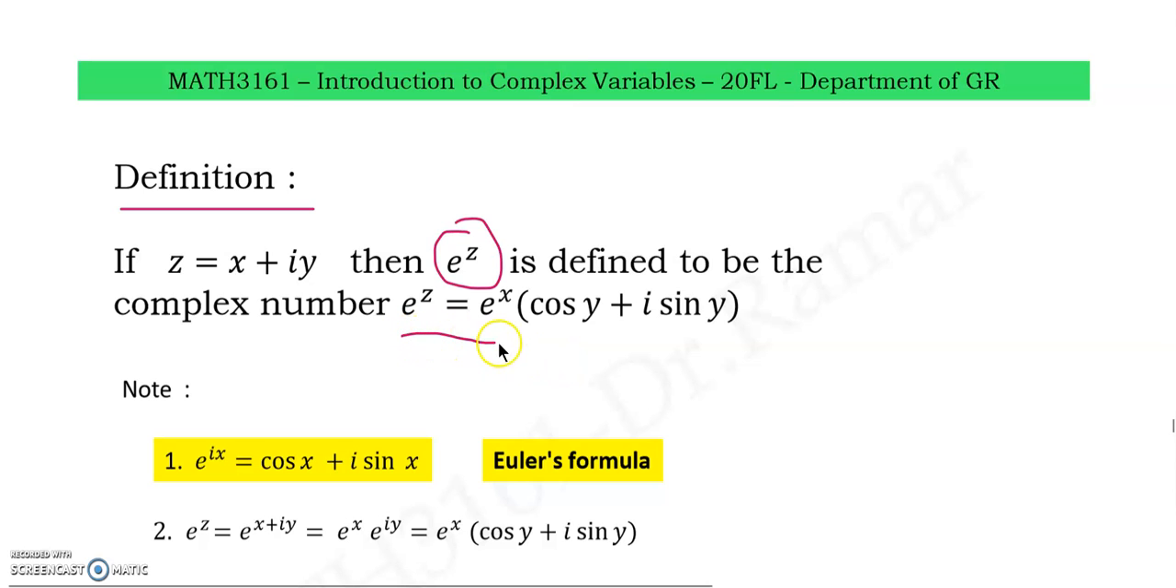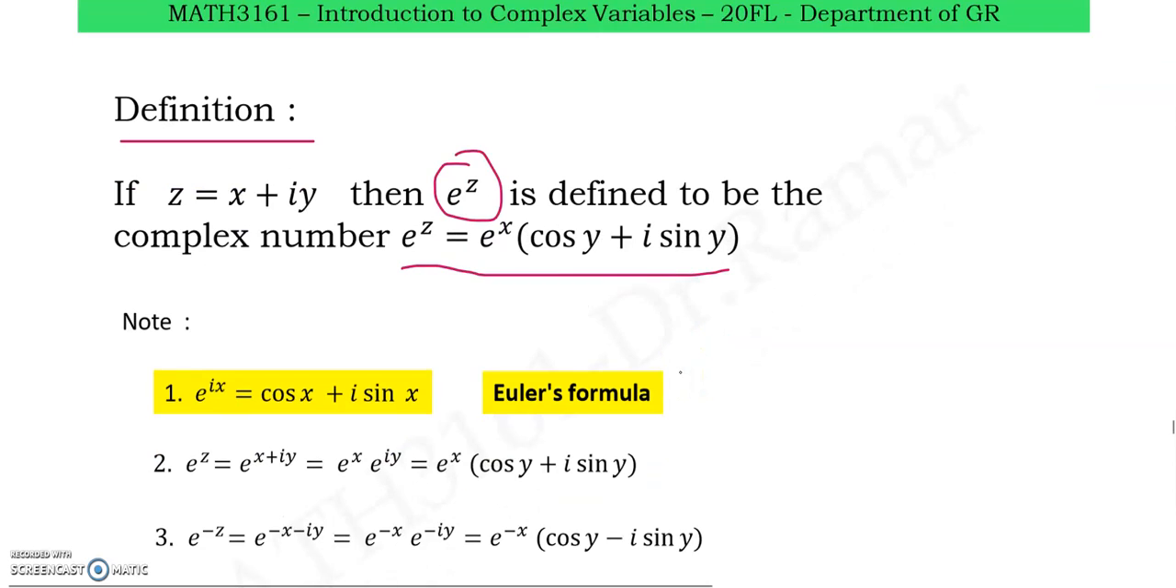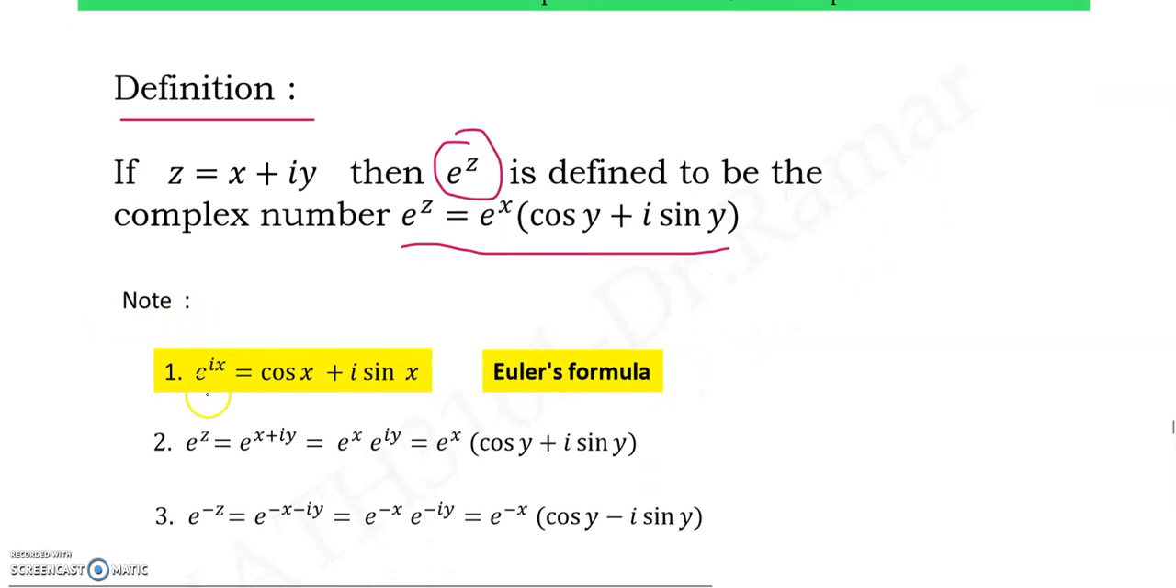This is the complex exponential. Okay, how do we write this? You see here the note: e power ix is equal to cosine x plus i sin x. This is nothing but Euler's formula. Now, e to the power ix is equal to cosine x plus i sin x. This is Euler's formula. We have to apply Euler's formula here.